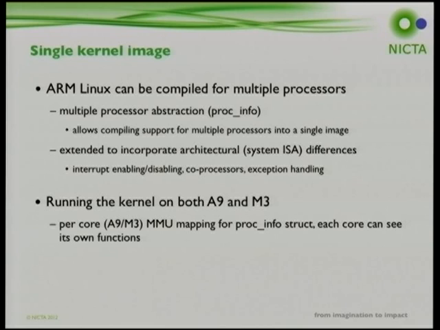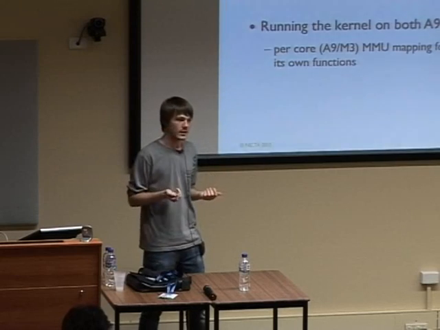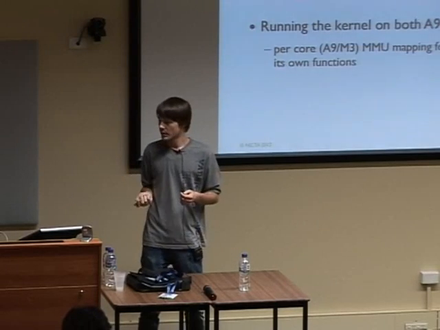So to do that, we did some MMU hacks and made a permanent mapping into the M3 that would map the M3's processor information over top of where Linux expects to see this. This would allow the M3 to see the M3's and the A9 to see the A9's, and that worked pretty nicely.